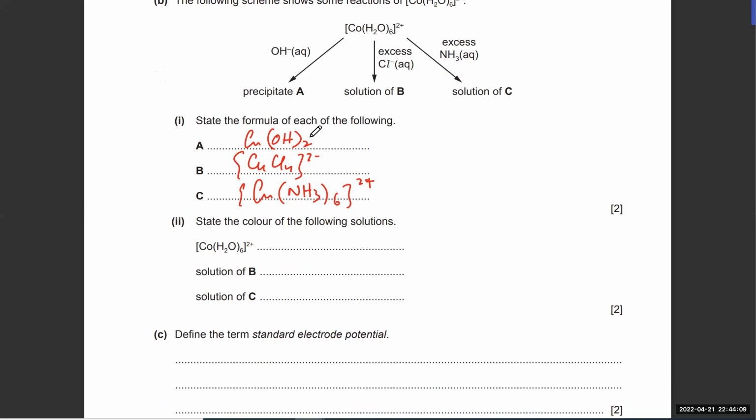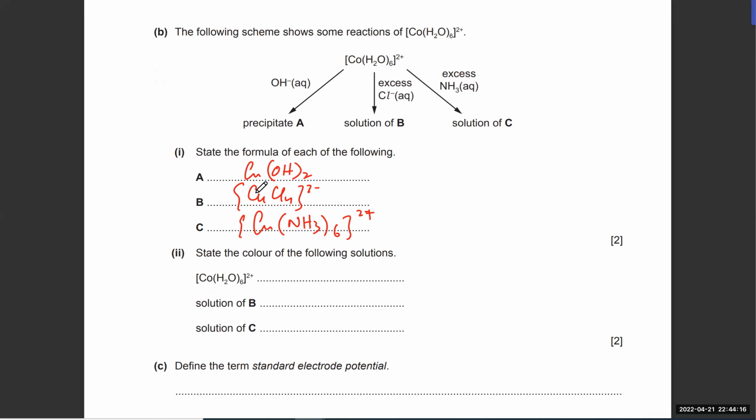Colors, what's the color for the first one? Pink. Sorry, cobalt. I was thinking it's copper. Now remember, cobalt, the first one is not pink. This is blue. They have given the second formula, the one with H2O. I was looking at the top. This one is definitely pink.